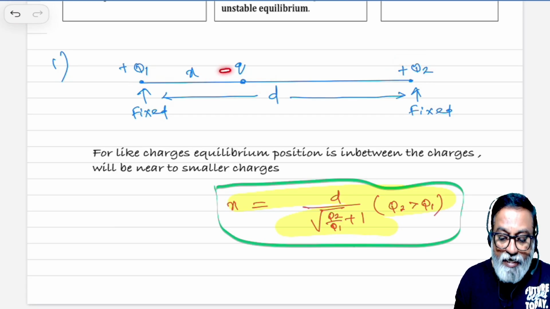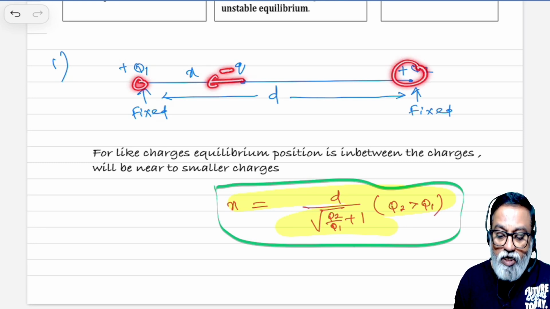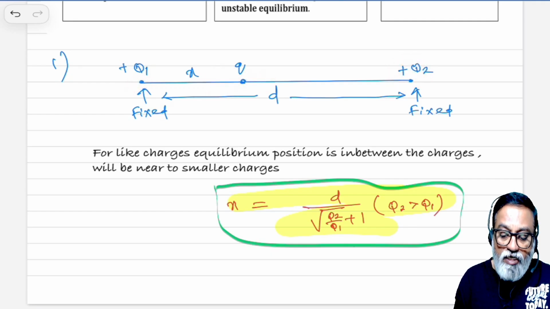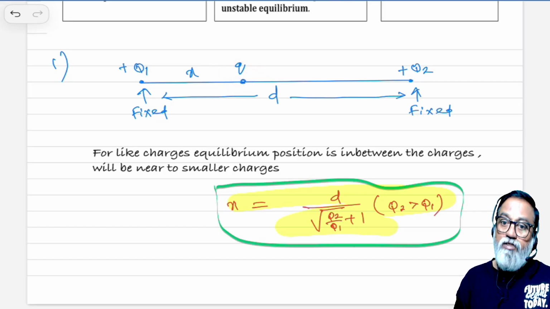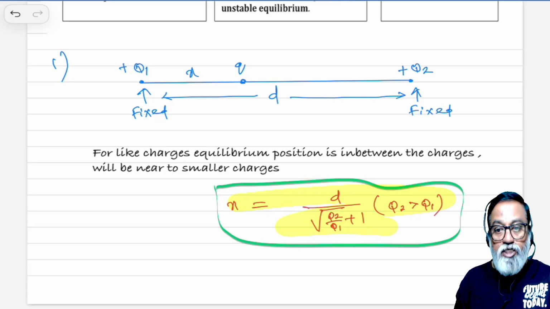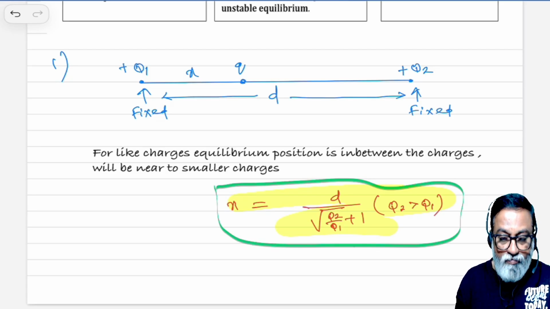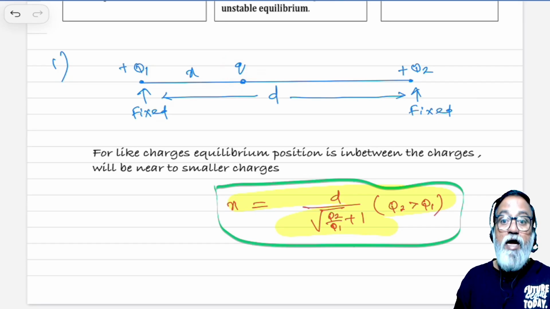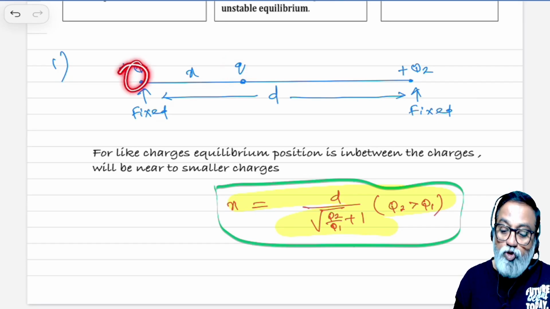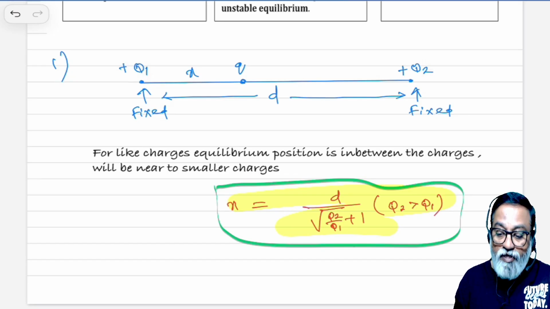For example, if it is a negative charge, this positive charge attracts this negative charge, and the other positive charge attracts it as well. Again, if these two forces are equal, the third charge is in equilibrium. Therefore, the equilibrium of the third charge, whatever its sign, positive or negative, is maintained, and it does not depend on magnitude also. Why? Because these two charges are fixed.